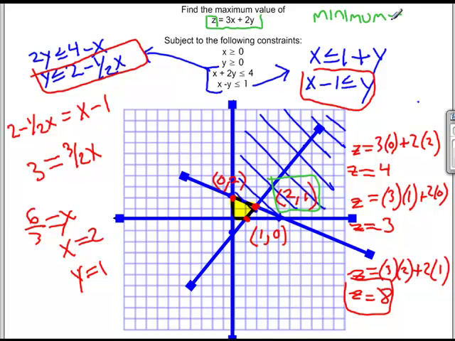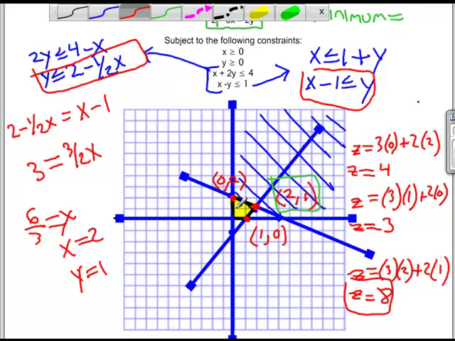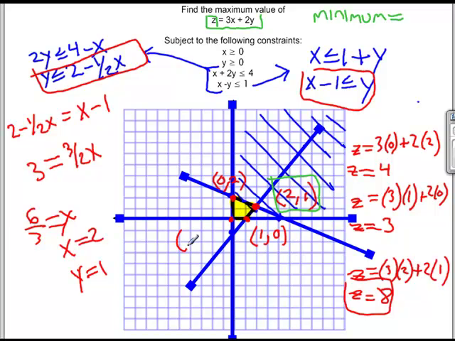and the minimum is equal to, oh, actually, we also consider this as a vertex, right? (0, 0), which is going to be our minimum, because that would just be z equals 0. Our maximum is equal to 8.